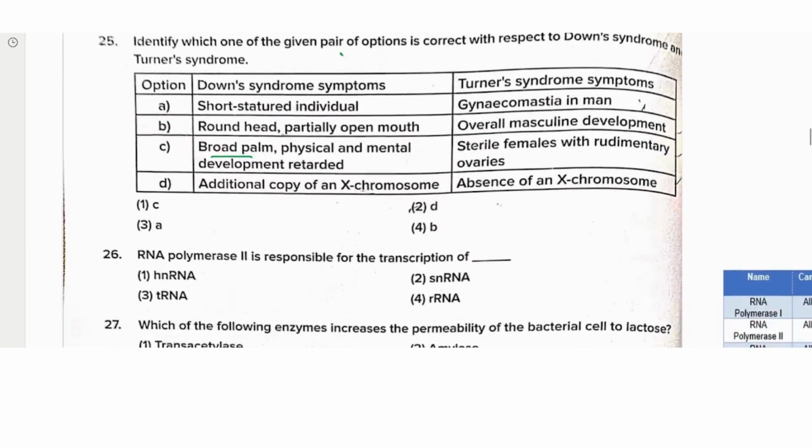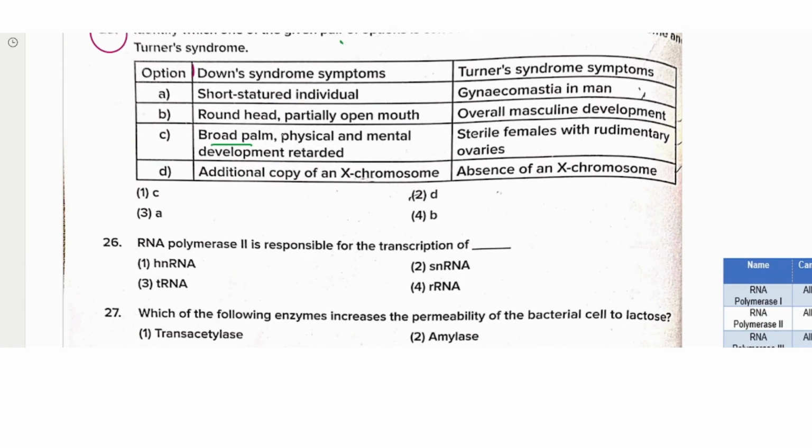The next question, number 25, is to identify which one of the given pairs of options is correct with respect to Down syndrome as well as Turner syndrome. Down we know is trisomy of the 21st pair of chromosome, not related to the sex chromosome. Turner syndrome is the loss of one X chromosome. And one more disorder is Klinefelter, in which we have seen one extra X chromosome.